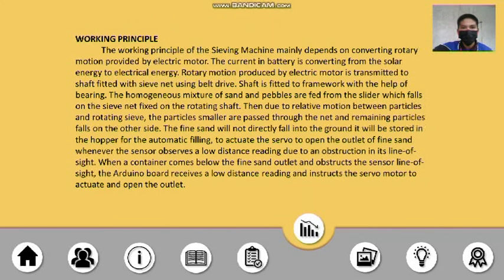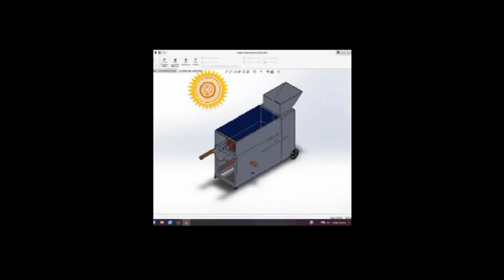The working principle of the sieving machine mainly depends on converting rotary motion provided by an electric motor, the current in the battery, and converting the solar energy to electrical energy. Rotary motion produced by the electric motor is transmitted to a shaft fitted with a sieve net using a belt drive. The shaft is fitted to the framework with the help of bearings.